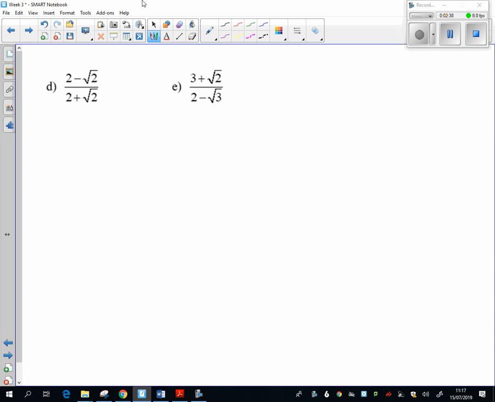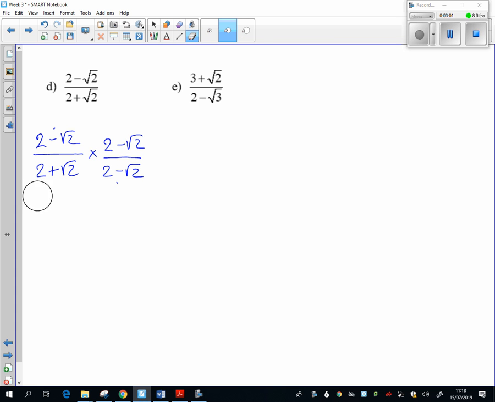Okay, so then on to part D. So again, it doesn't matter that there's a surd in the numerator, it's the denominator that tells me what I have to multiply by. So I'm going to have to multiply by 2 minus root 2 over 2 minus root 2. So that's nothing to do with what's in the numerator, it's the denominator with the sign changed.